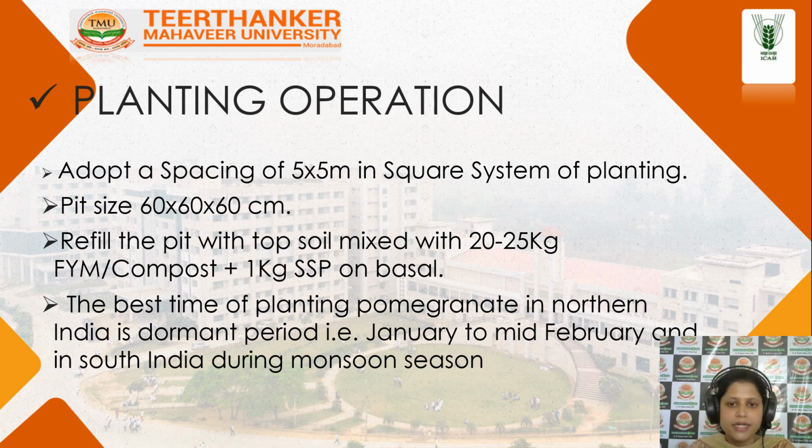The best time of planting pomegranate in North India is the dormant period, that is January to mid-February, and in Southern India during monsoon season.